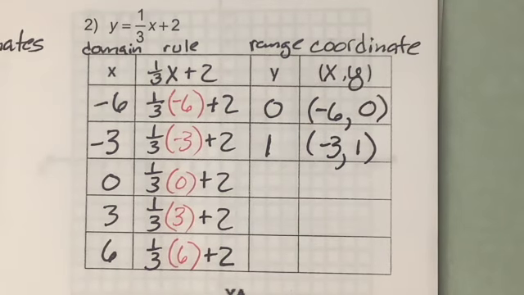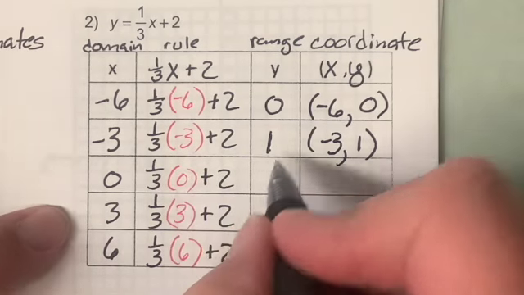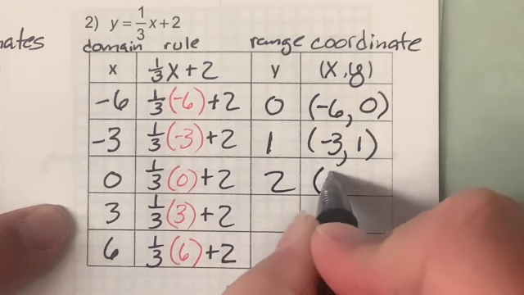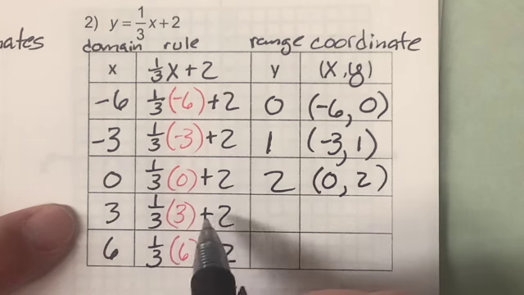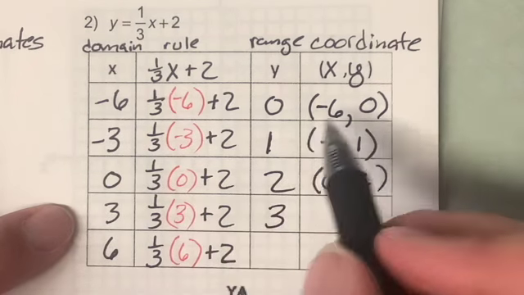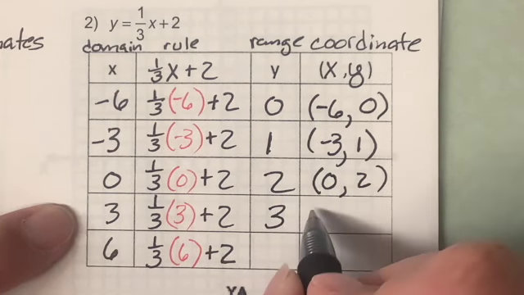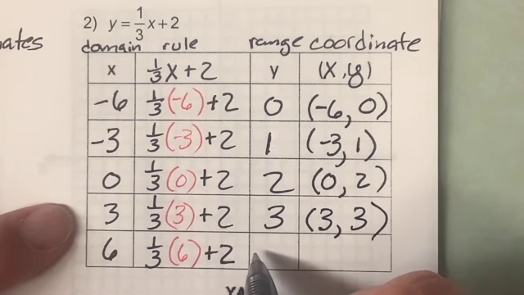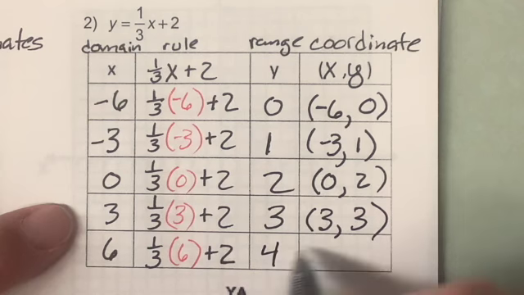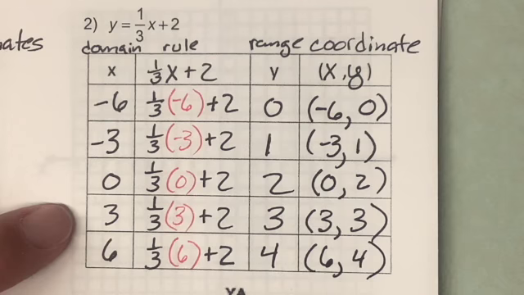All right, the rest of them I'm just going to do mentally. I don't really need my calculator. 1/3 of 0 is 0. 0 plus 2 is 2. 0, 2. 1/3 of 3 is 1. 1 plus 2 is 3. Look, my pattern is here: 0, 1, 2, 3. You know that's going to be 4, but okay. 3, 3. And 1/3 of 6 is 2. 2 plus 2 is 4. I have 6, 4. And there are my points that I'm going to graph.